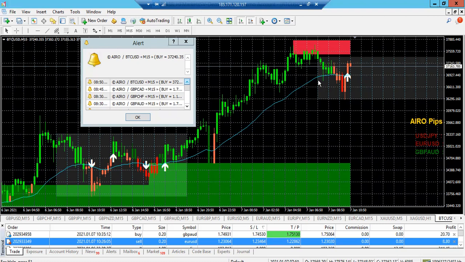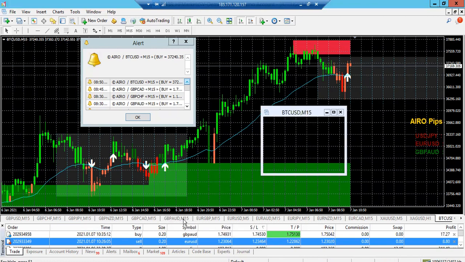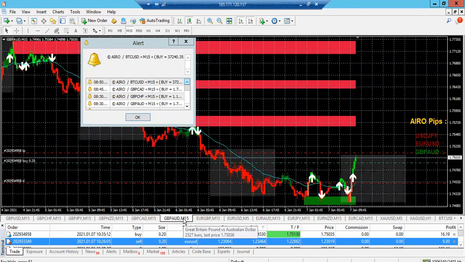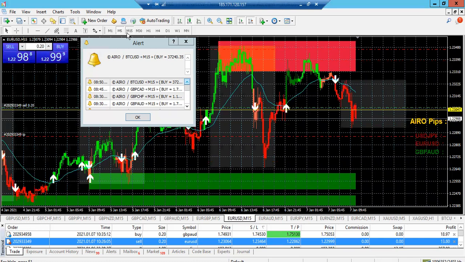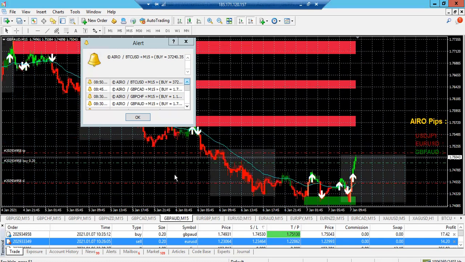So BTC is currently on a buy signal. GBP is moving in our direction and almost heading to our TP, and EUR/USD is also moving in our direction and heading to our TP. So I'll move it down to 15 minutes. Let me see if I have any obstacle. Euro is as free as air, and GBP is as free as air.